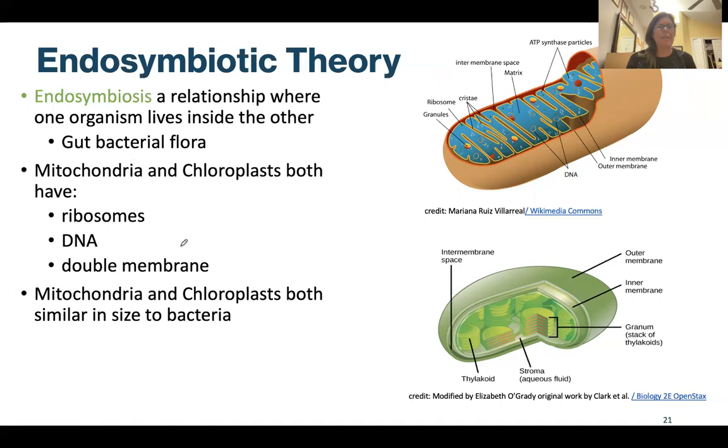Well, this is kind of the same with mitochondria and chloroplasts. They have their own ribosomes. They have their own DNA. They have two membranes around them. They're very similar in size to bacteria. They reproduce like bacteria, kind of like, what's that saying? If it looks like a duck, if it walks like a duck, and it sounds like a duck, it's probably a duck. Well, it looks like a bacterial cell. It has the same structures as a bacterial cell. It divides like a bacterial cell. Maybe it was a bacterial cell.